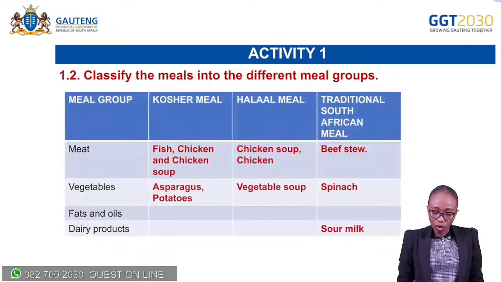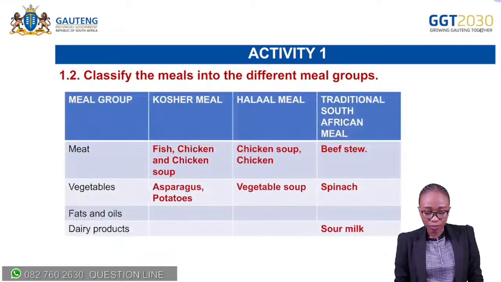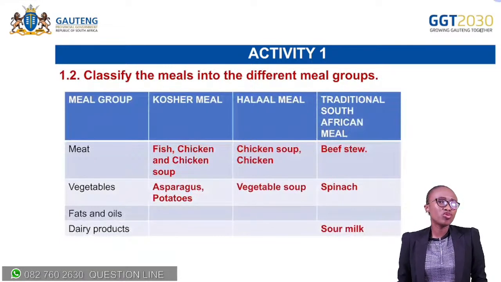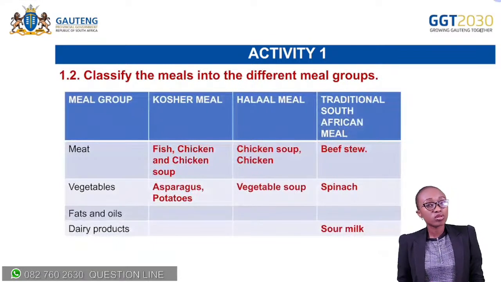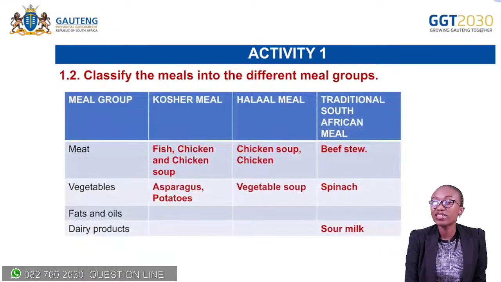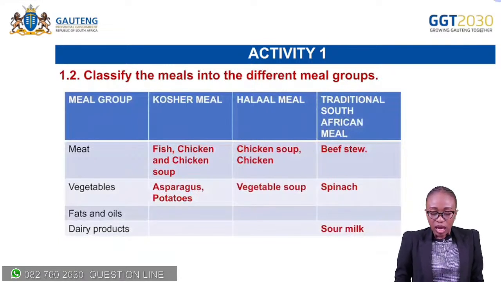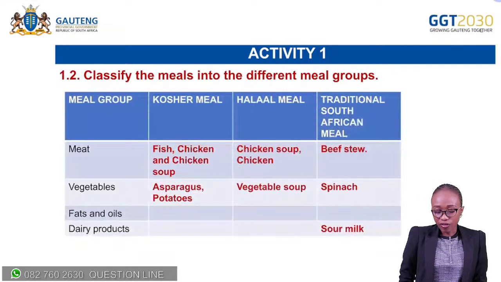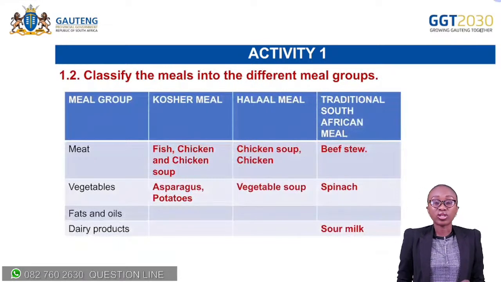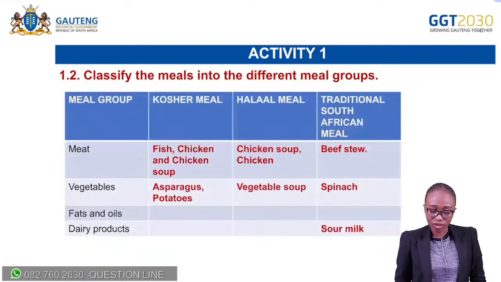And then we also had asparagus and potatoes. Where do we classify those? Under vegetables. In as much as potatoes are a source of carbohydrates, they are called vegetables. And then the halal meal. Now, we had chicken soup and chicken. Those are classified as meat. And we had vegetable soup. It's a soup that has vegetables in it, so we will classify it under vegetables.